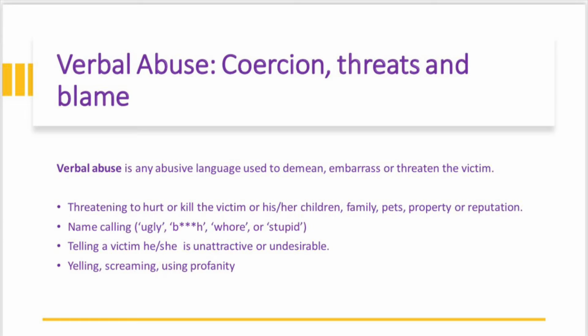Verbal abuse is any abusive language used to demean, embarrass, or threaten the victim. Verbal abuse is not always a bad word. It could be the tone of voice or even the intention behind words. Some examples of verbal abuse include threatening to hurt or kill the victim or his or her children, family, pets, or property or reputation. Name calling. Telling a victim that he or she is unattractive or undesirable. Or yelling, screaming, and using profanity.